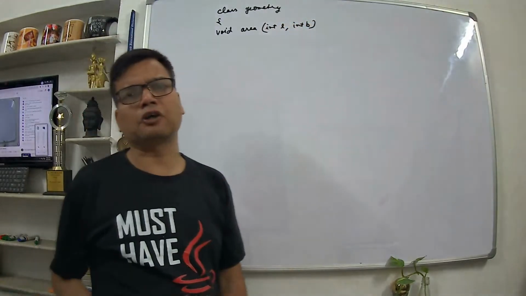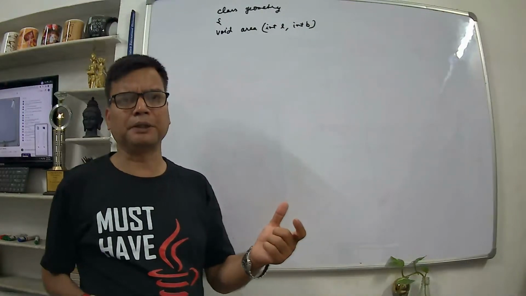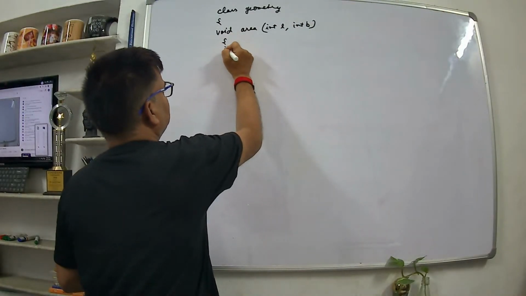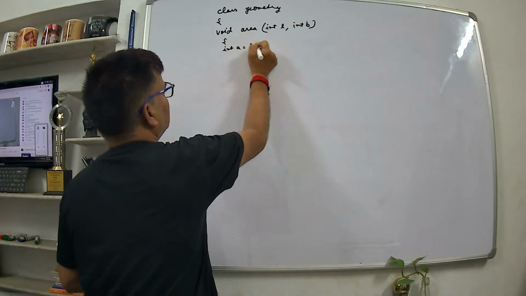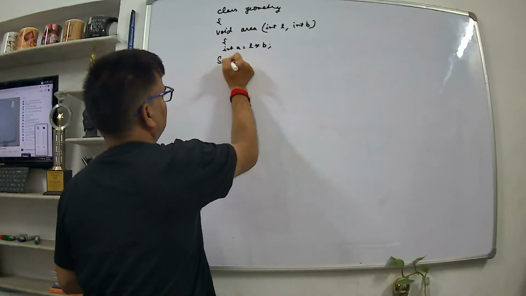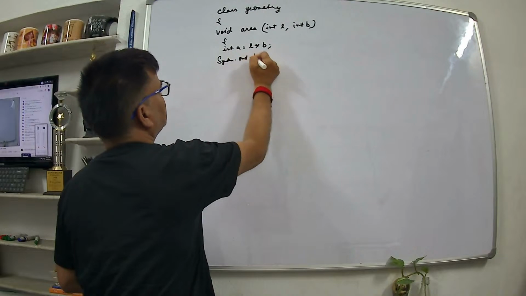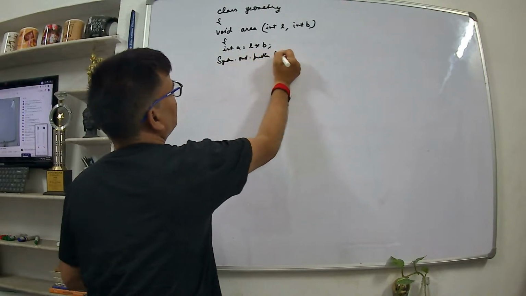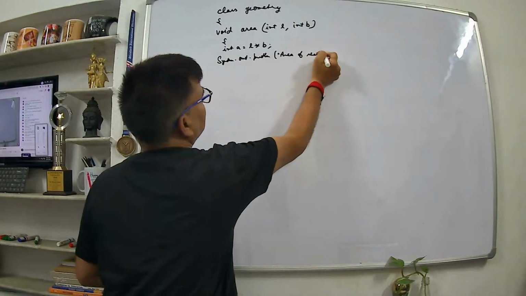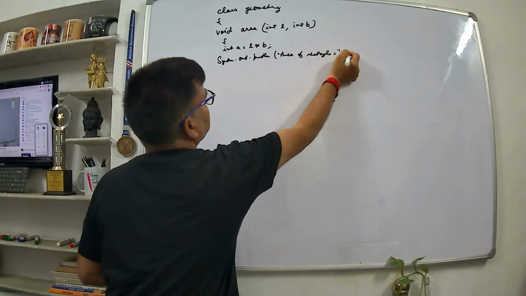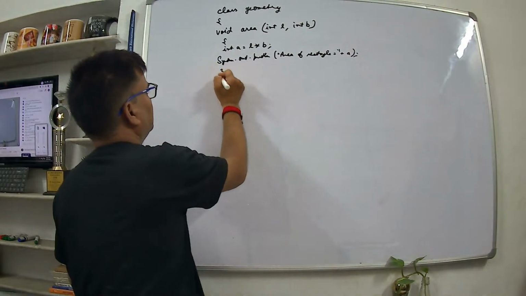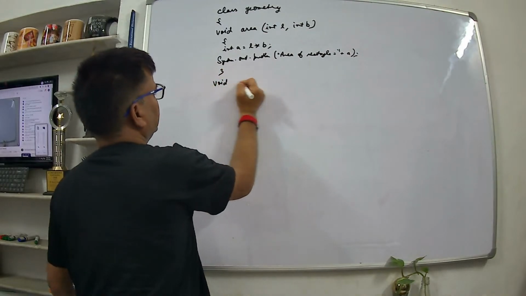Okay? int L, comma, int B, that we will be using for the rectangle. I did here int A is equal to L into B. And then I am displaying System.out.println("area of rectangle is equal to" + A). First function done.